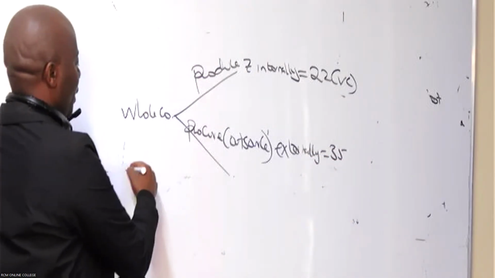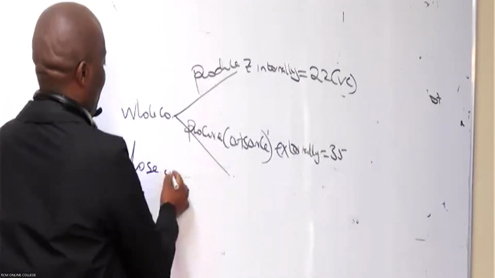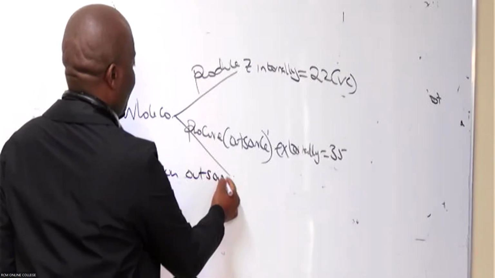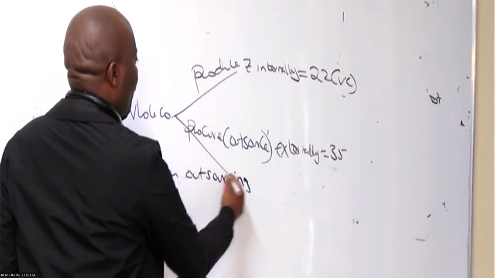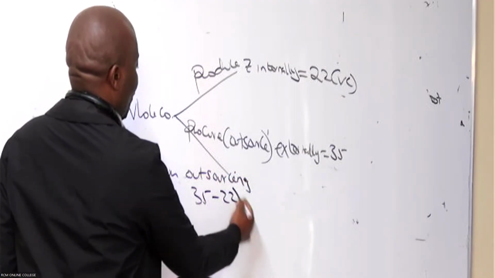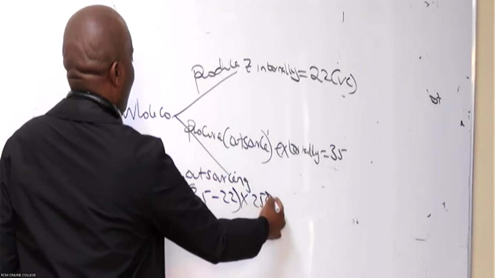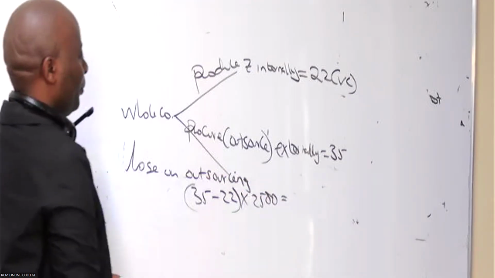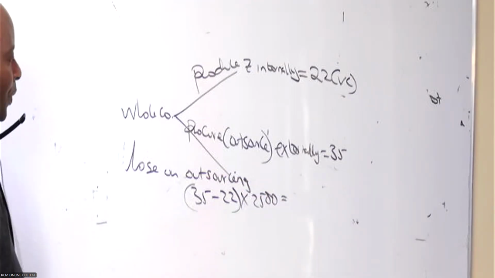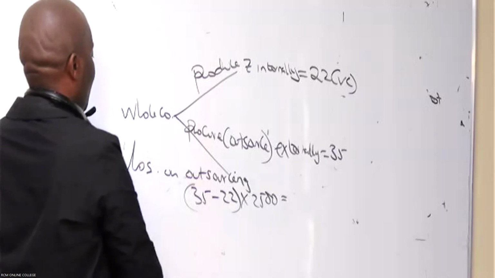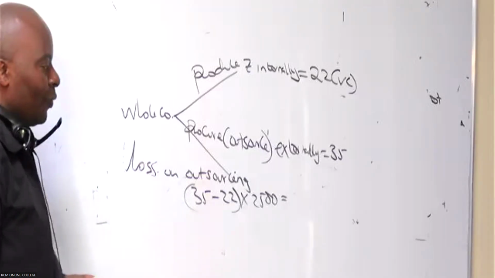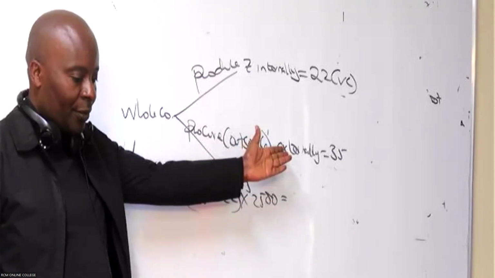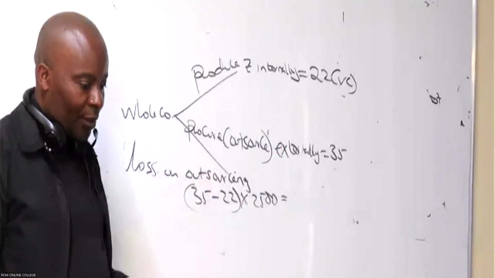So the loss on outsourcing is visible. It will be 35 minus 22 times 2,500. The loss on outsourcing is very visible because you can see it's a higher cost.